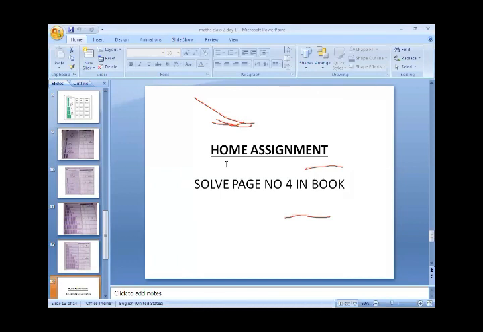This is your home assignment. You will solve page number 4 in your book.